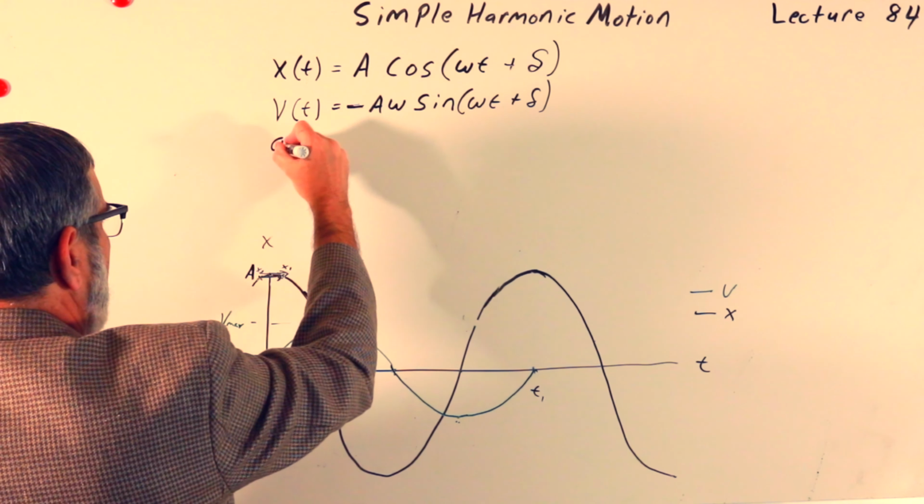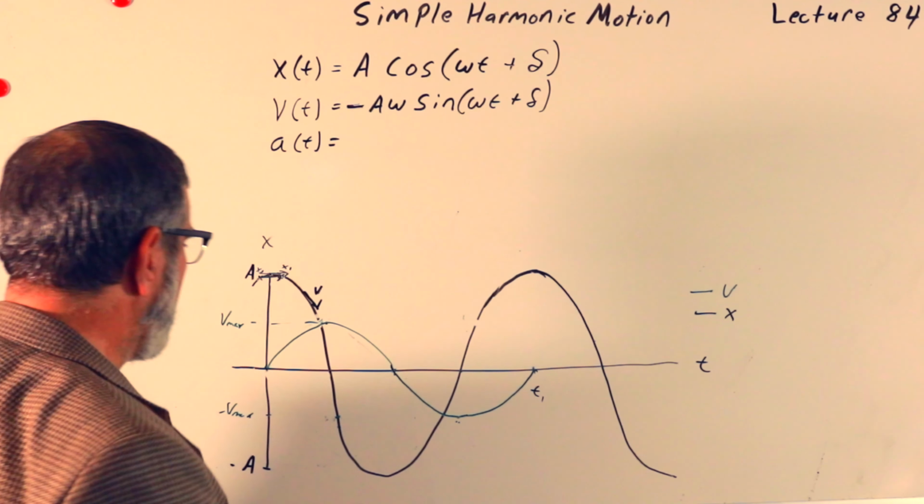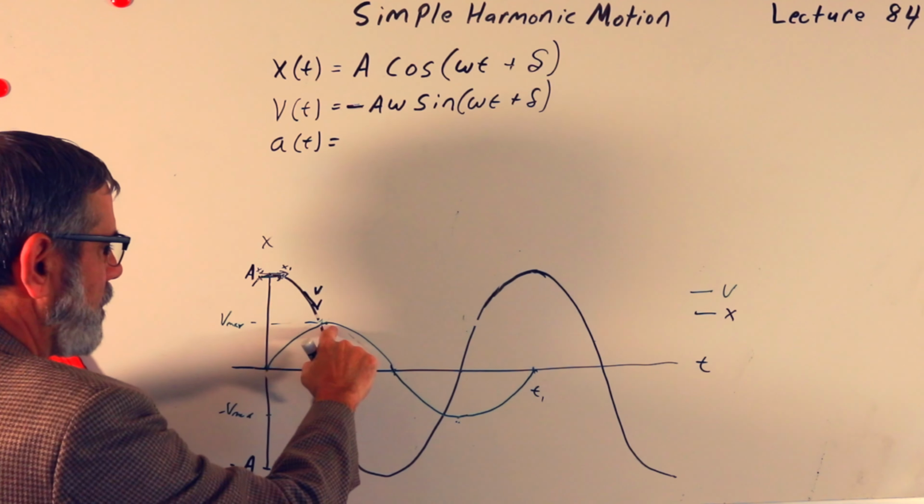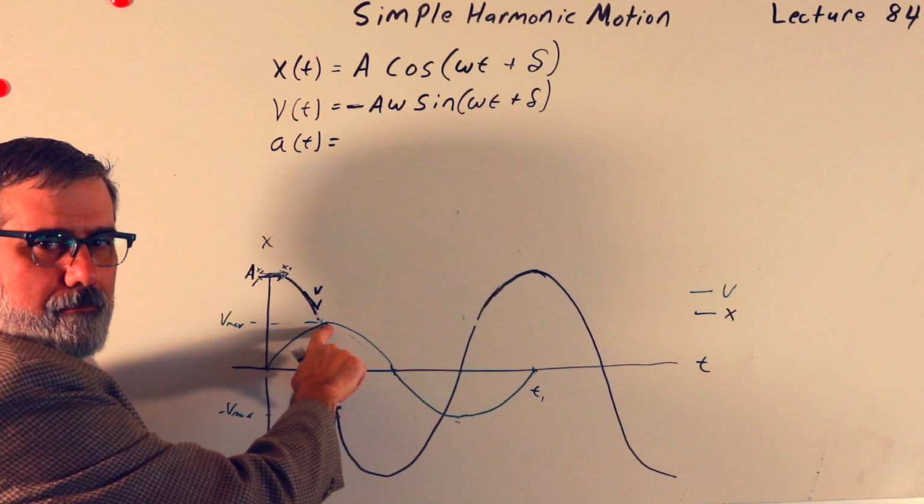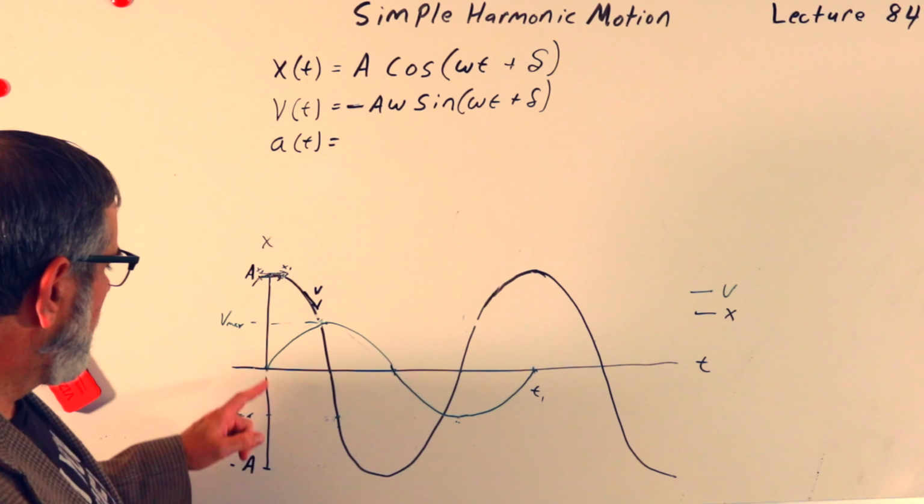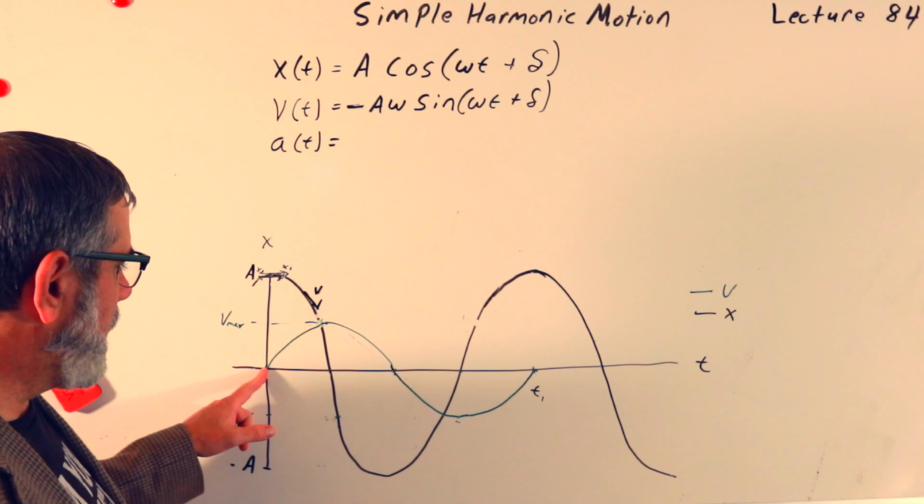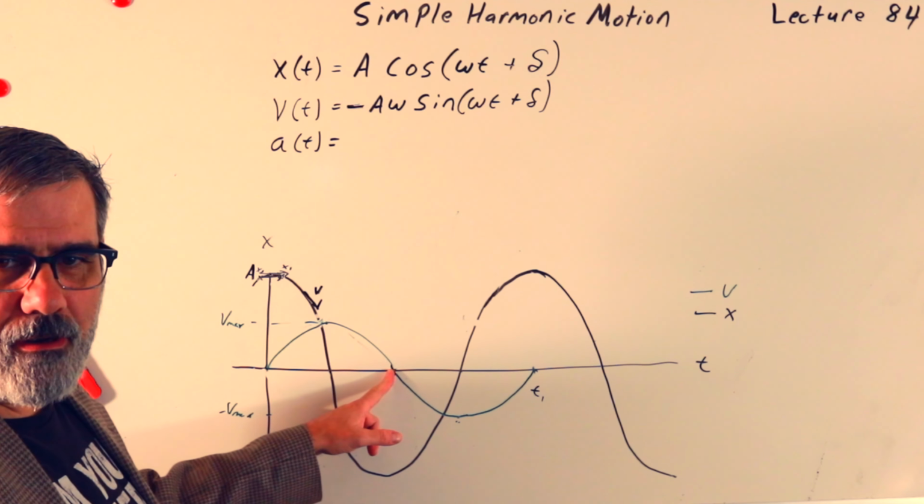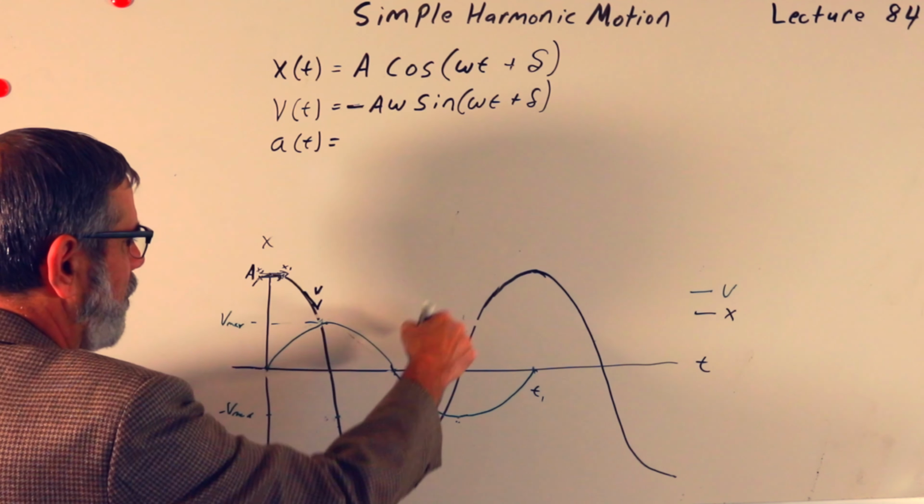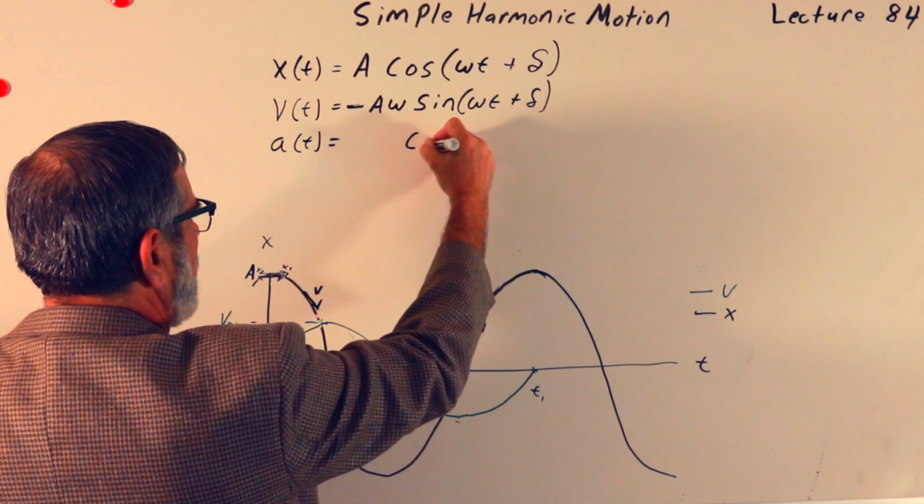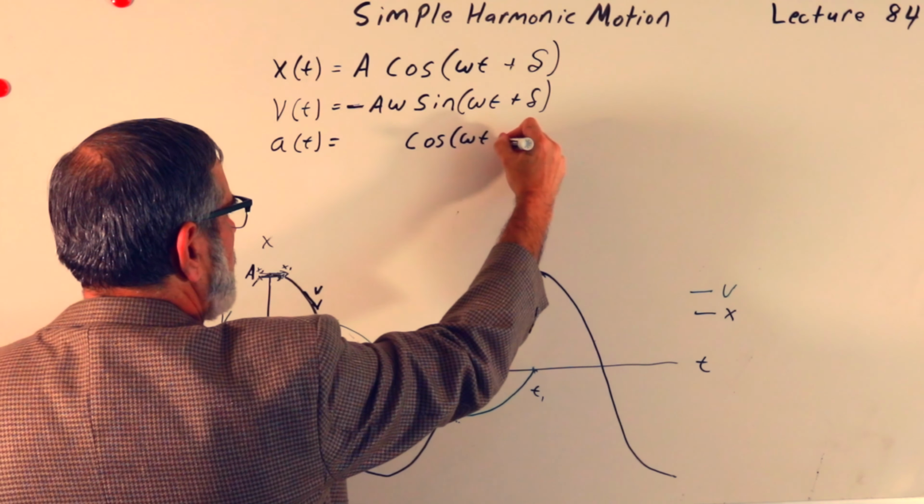And you can make the same argument for the acceleration, okay? If we were to look at this curve here, we'd be like, well, here the acceleration is 0, right? Here the acceleration is maximized. Here it's maximized, but in the other direction, right? It's going to have the same form as the original wave, so it's going to be a cosine again. Cosine of omega t plus delta.